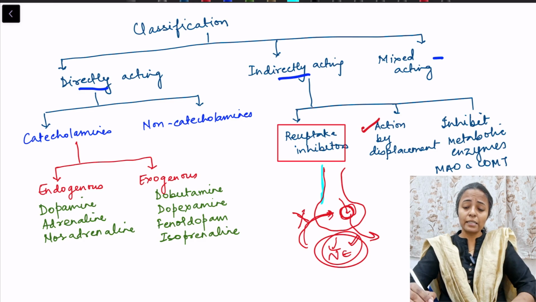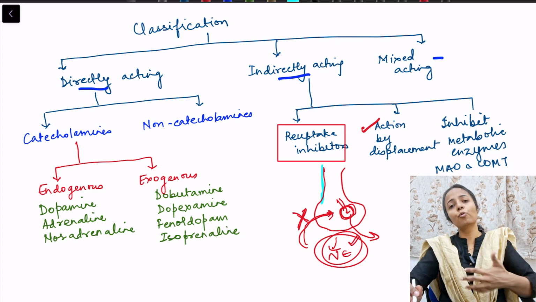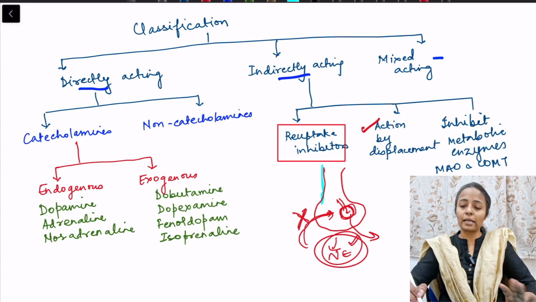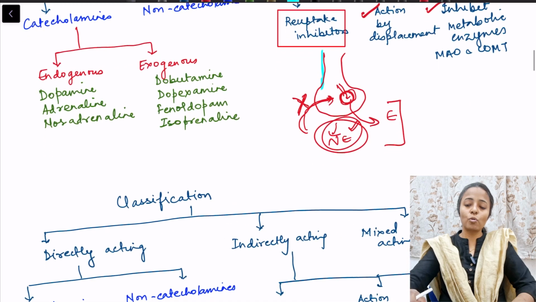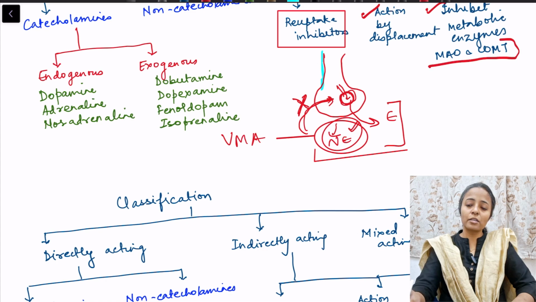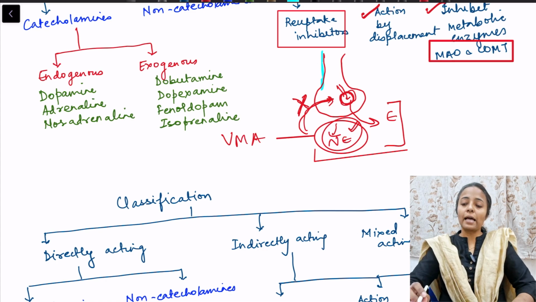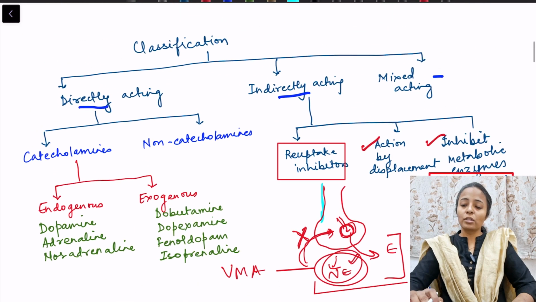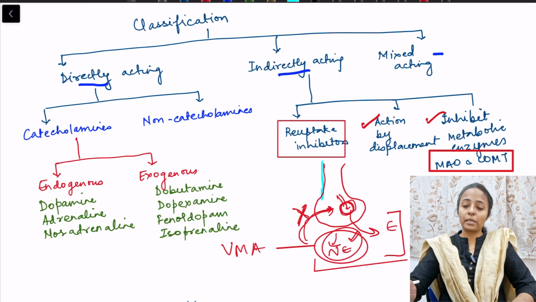Okay, so that is why you see it is inhibiting. How it is acting? Basically it is inhibiting the uptake, and it is causing action by displacement, where it is causing more release of norepinephrine and dopamine from the synaptic vesicles. Then there are others which we are not going to discuss in this video, that inhibit the metabolic enzymes, because this norepinephrine and epinephrine which are released are also metabolized. The main metabolic end product is VMA, and the metabolic enzymes are MAO and COMT, that is monoamine oxidase and catechol-O-methyltransferase. So these are the drugs which can act by inhibiting these metabolic enzymes.